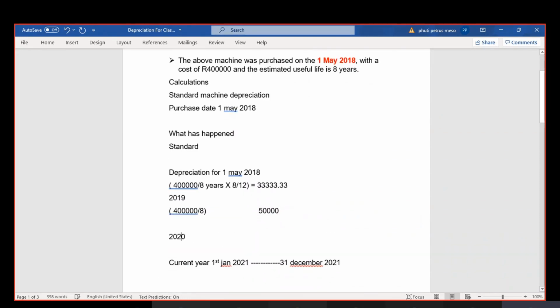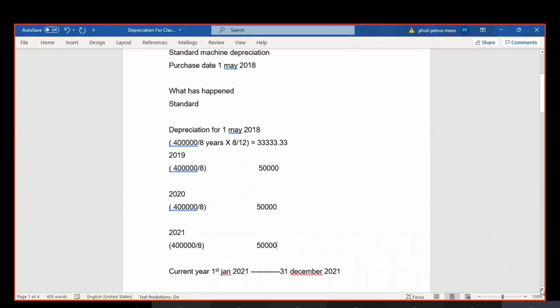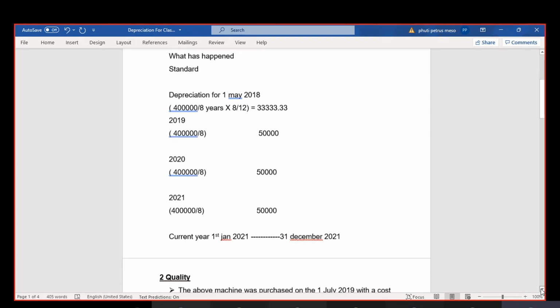We still have 2020, right? Norman, can you lead me, please? Yes, that looks right. And then we have 2021, which is the current year, right? Right. And it's going to be the same process. So it's 400,000 rand, and then you divide this by 8 years, and you get 50,000 rand, right? Yes. It would be the full year for 2020 and 2021.